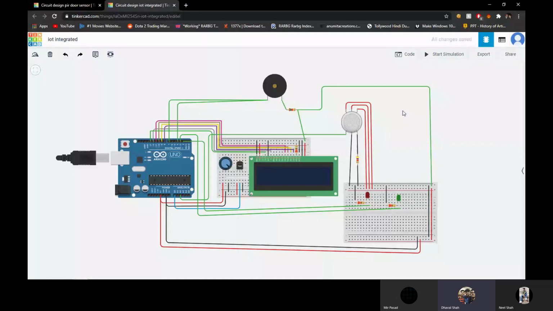Our group is here to present our project, that is Home Security System. We have three members in our group: Mir Passad, roll number 26, Dhaval Shah, roll number 32, and Neel Shah, roll number 35.